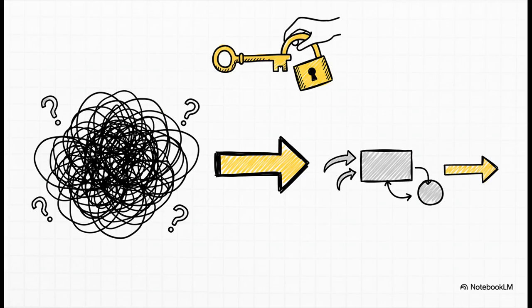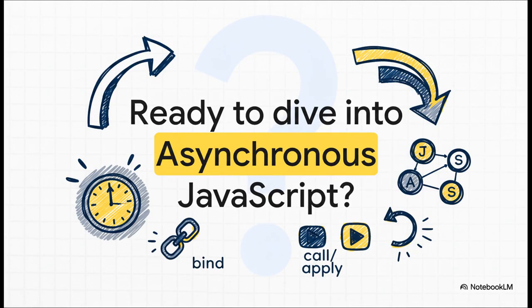And that's really all there is to it. That this keyword isn't random, it isn't magic, it just follows a very specific set of rules. Now that you understand those rules and you know that it all depends on how a function is called, you're no longer guessing, you are in control of the context. So, you've now mastered one of JavaScript's trickiest concepts.